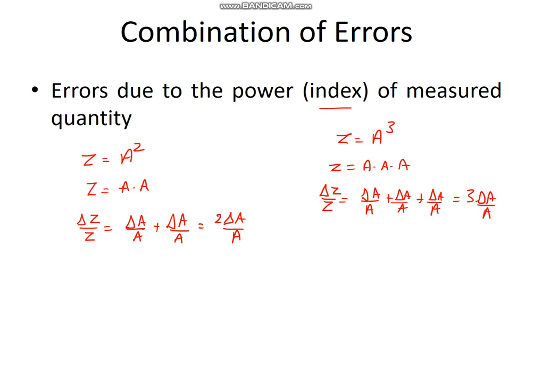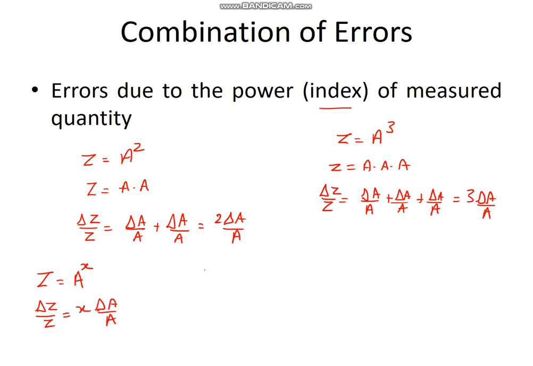Okay, so to make this thing short, in general, what you have is, if you have z equal to a raised to x, then the relative error is given as x times delta a upon a.